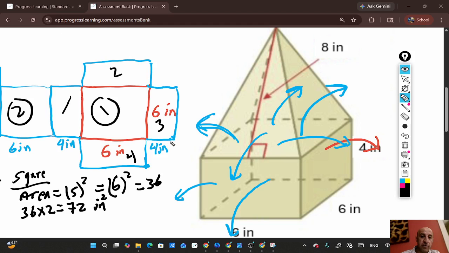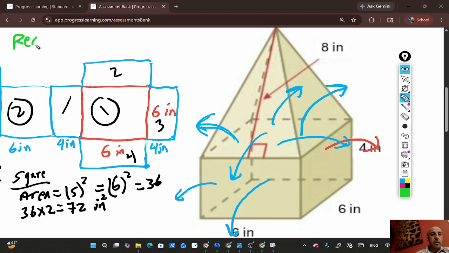So we have here 4, 6, 4. On this side we have 6. So we have 6, 4, 6, and 4. On this side we have 6 inch, 4 inch, 6 inch, and 4 inch. The last one is 4 inch and 6 inch, and here is the 4 inch and here is the 6 inch.